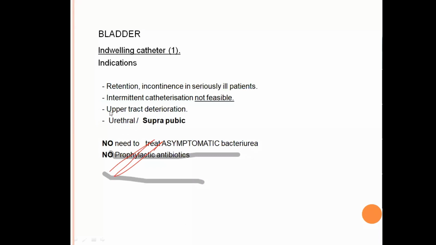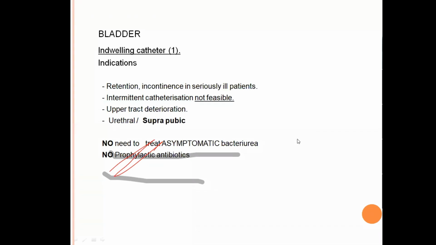Now, an indwelling catheter can be urethral or suprapubic. If the indwelling catheter is not going to last long, if it is something reversible like MS, where you expect that the patient's spinal cord improves, then a urethral catheter is okay. But once you decide that this is a permanent spinal cord injury, then you will have to go for a suprapubic indwelling catheter.